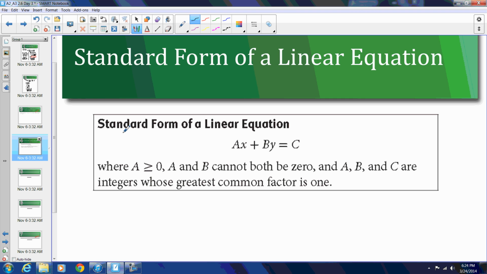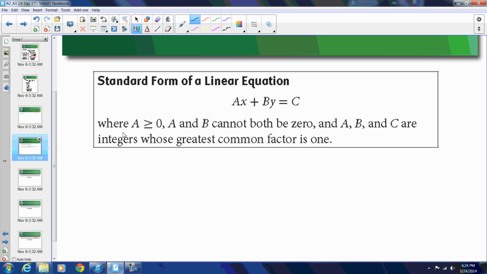This is called standard form of a linear equation. Basically, what standard form means is that Ax plus By is equal to C, capital A, B, and C here. So this is an important point: A is greater than 0. A and B cannot both be 0, so that means this is not 0 is equal to a constant. And A, B, and C are integers whose greatest common factor is 1.